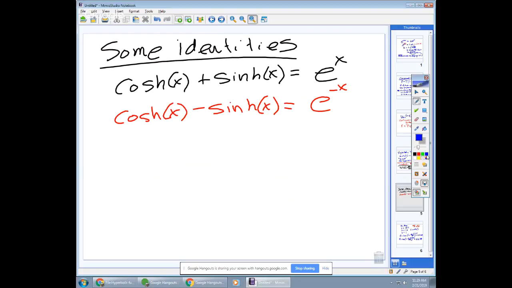There's kind of a Pythagorean identity. It is the cosh squared minus the sinh squared gives you 1. Little different than our regular trig one, right? Our regular trig one says add the two of them together. This one ends up being subtracted. Does the order matter? Yes. If you change the order, you would get -1.